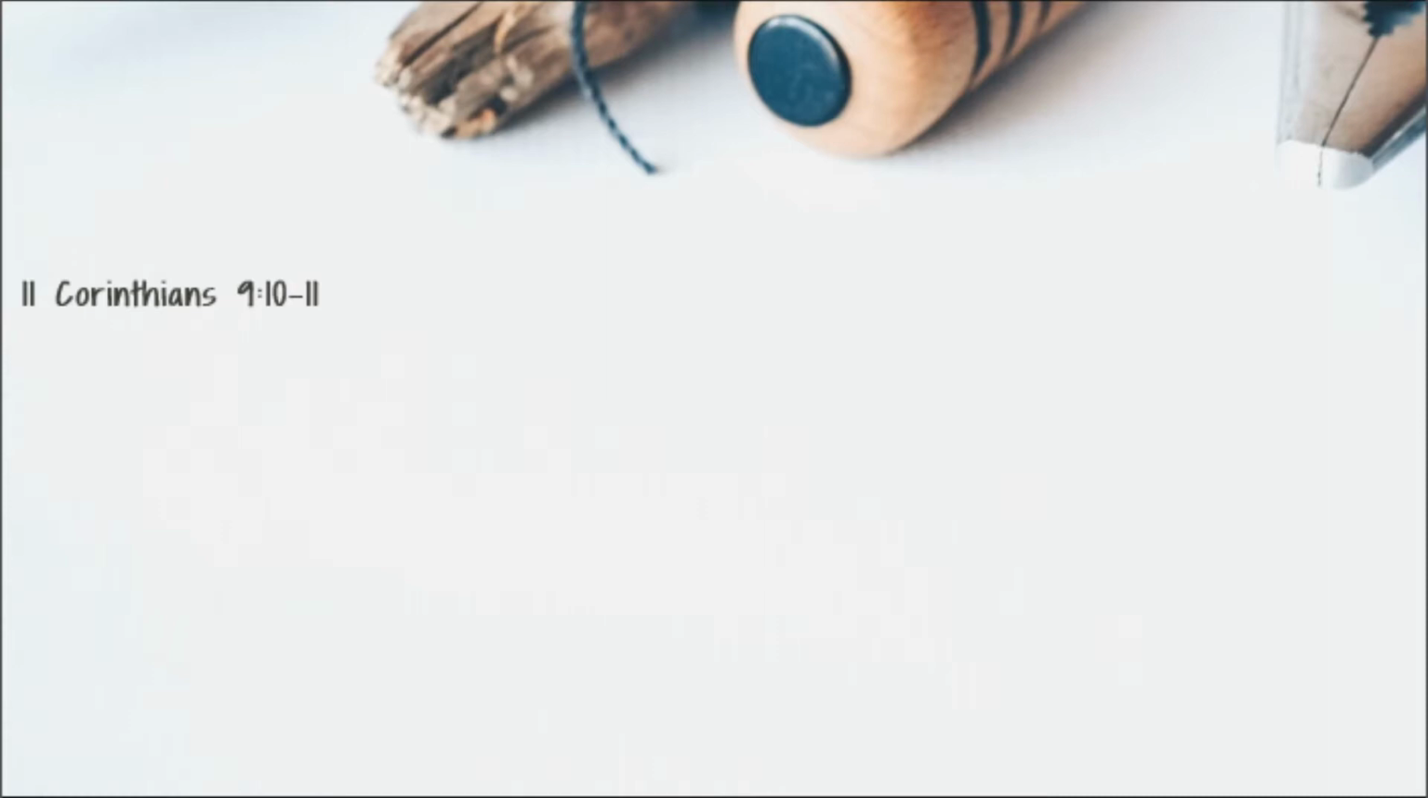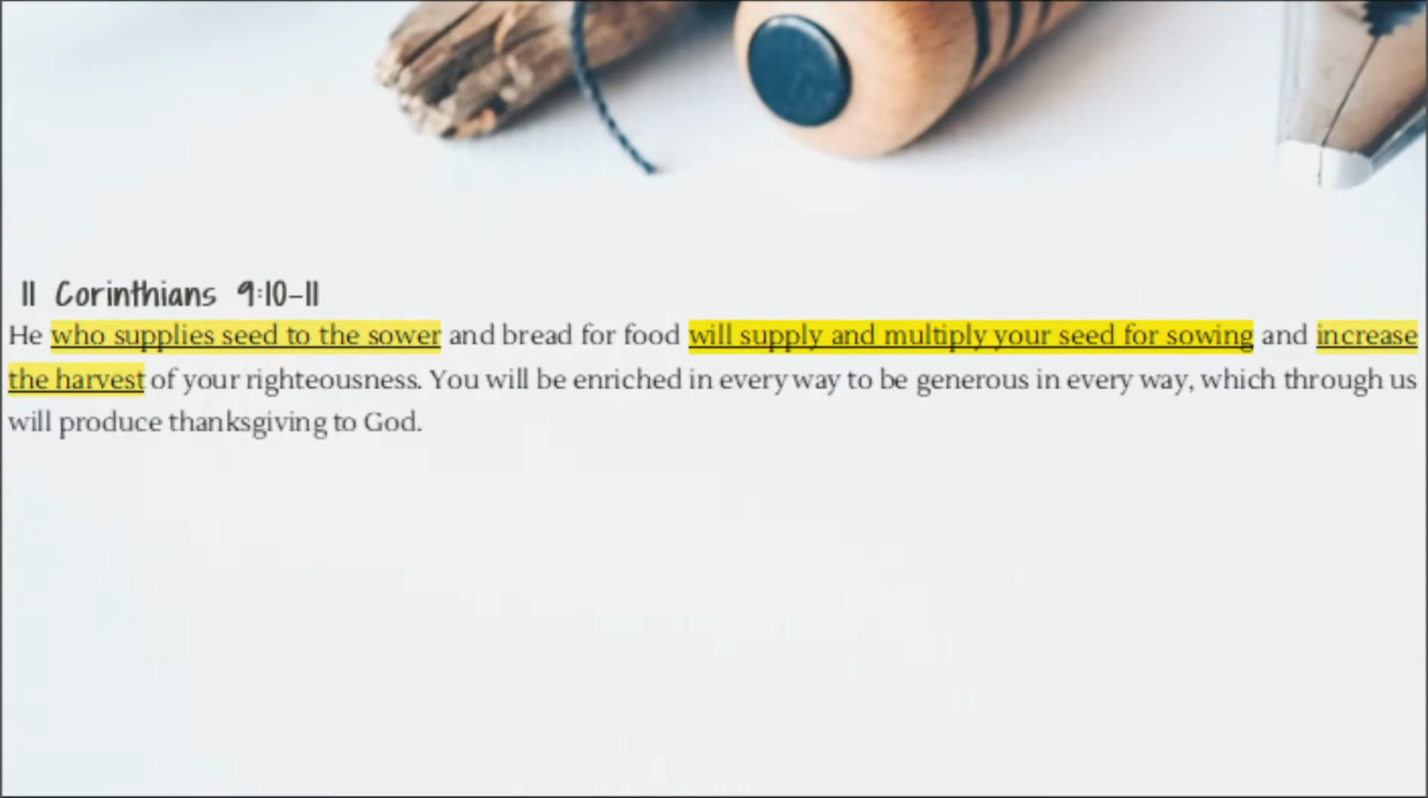Okay, he who supplies seed to the sower will supply and multiply your seed for sowing and then increase your harvest. So the Lord supplies you with seed, right? Then he multiplies the seed that he gives you, and then you have this increase of harvest. In context, he's talking about giving, but I think it can also apply to the word too, right? Because the word is the seed also. We know that from the parable.